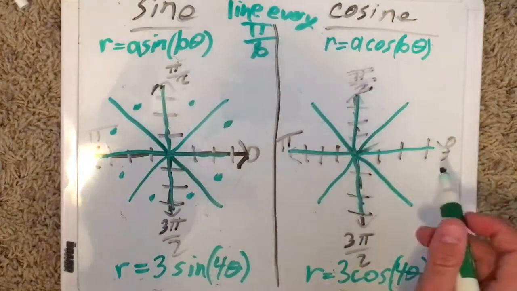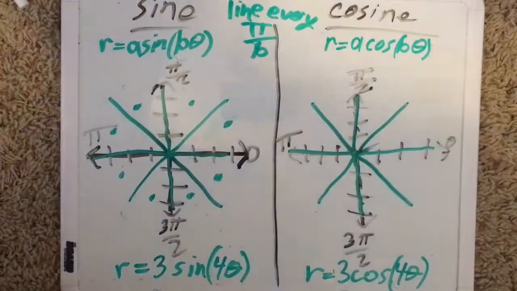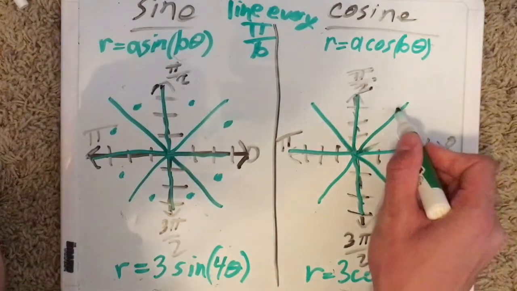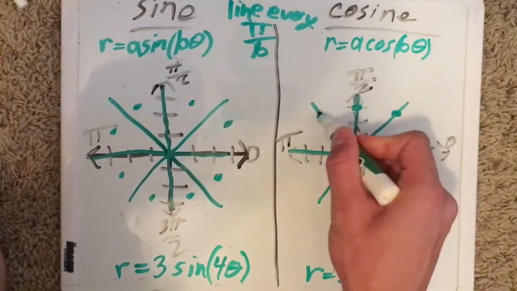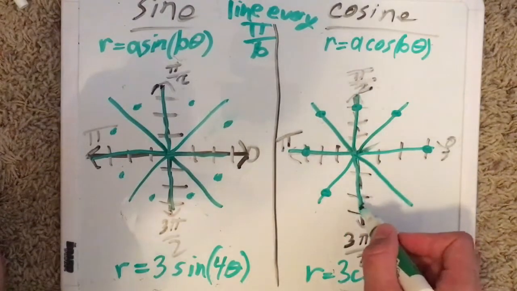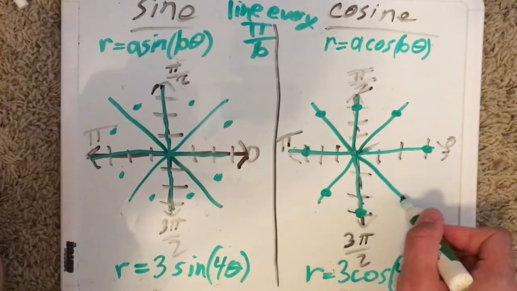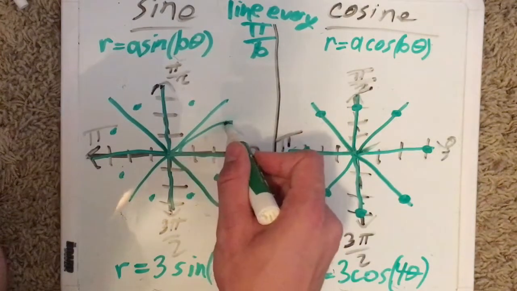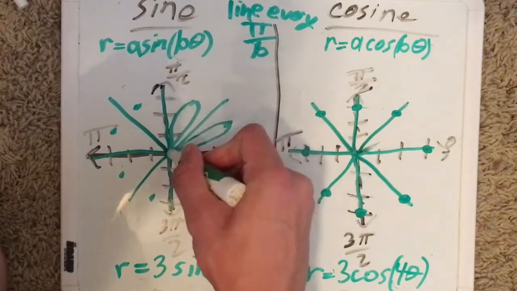And on the right side, cosine. We're going to draw one in every sector, but on the line. So out 3, draw a dot on the line for cosine. In between lines for sine, on the line for cosine. And in every one of those, we're going to draw a rose petal.